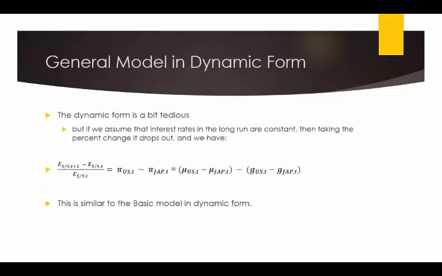In dynamic form, assuming that interest rates are constant, then we have an expression for the general model that's identical to that we had for the basic model, where the expected depreciation of the exchange rate is equal to the inflation differential between the two countries, which is in turn equal to the difference between the money supply growth rates in the two countries minus the difference between the real income growth rates in the two countries.